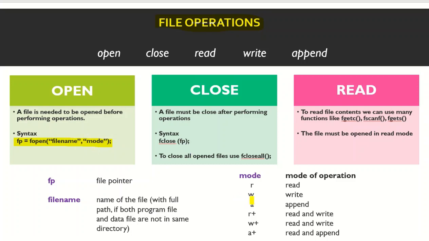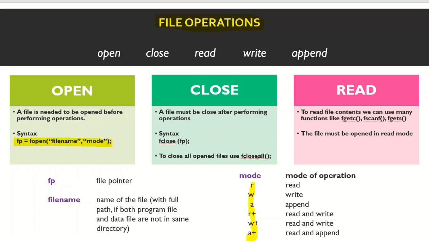The mode can be r, w, a, r plus, w plus, a plus, etc. These are some of the modes, and some other modes are also supported. r refers to read, w refers to write, a is for append, r plus is for read and write, w plus is also for read and write, and a plus is for read and append. So we can select the appropriate mode when we open the file.